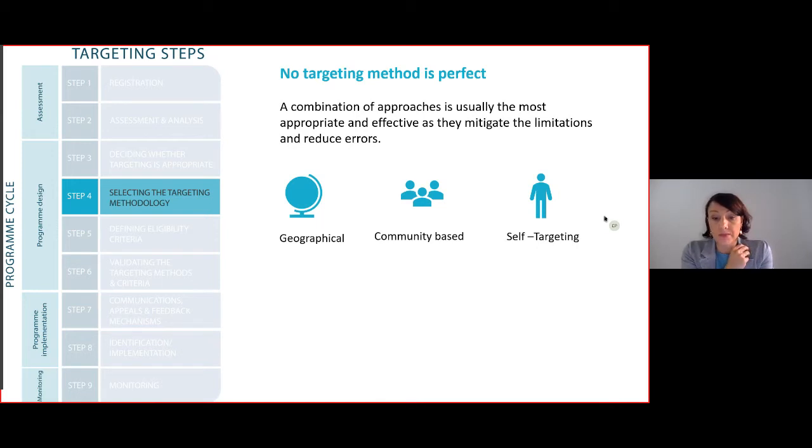Community-based. Cinzia, maybe just a question that came up on deciding whether targeting is appropriate or not. There was a question: if targeting is not appropriate, does that mean that we would provide blanket assistance?